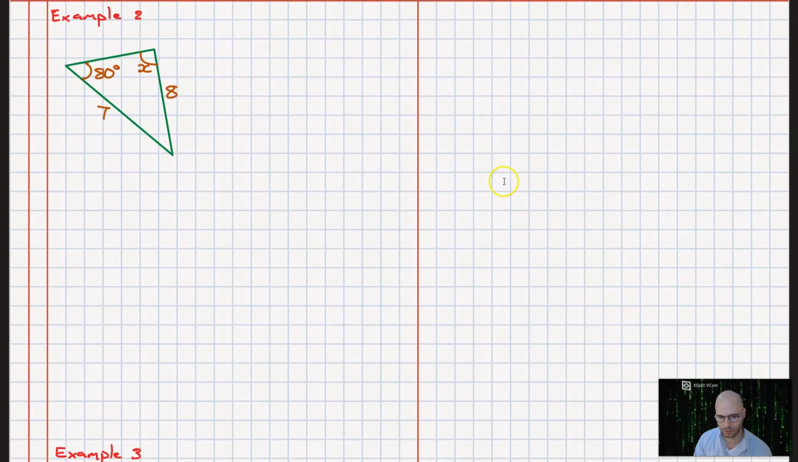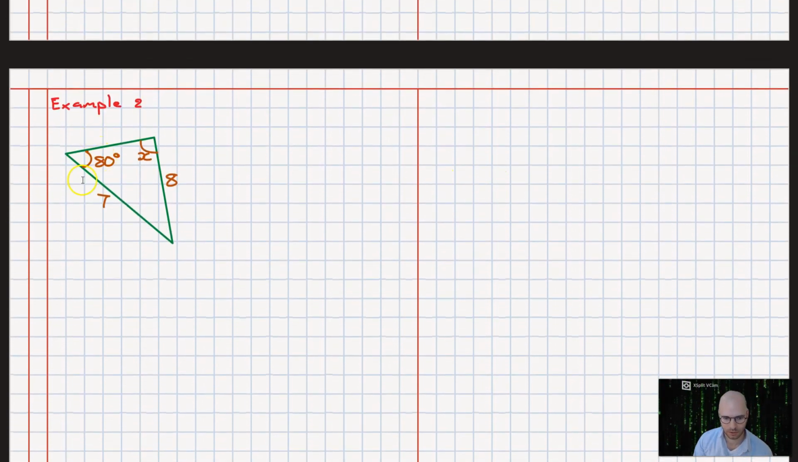Moving down to example 2, we have another non-right angled triangle. We have an angle here 80 degrees with a complementary side length of 8 and an unknown angle denoted by the variable x with a complementary side length of 7. What we need to do is label all of these quantities. So let's go B and C, and therefore C and lowercase b.